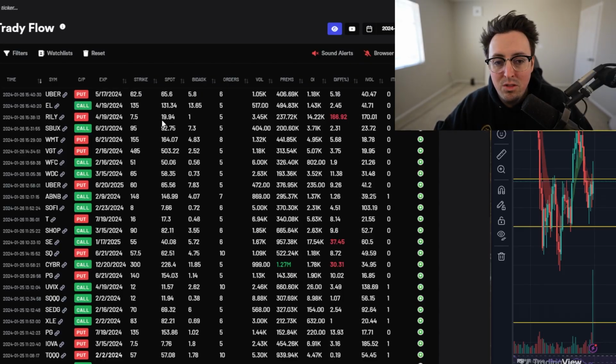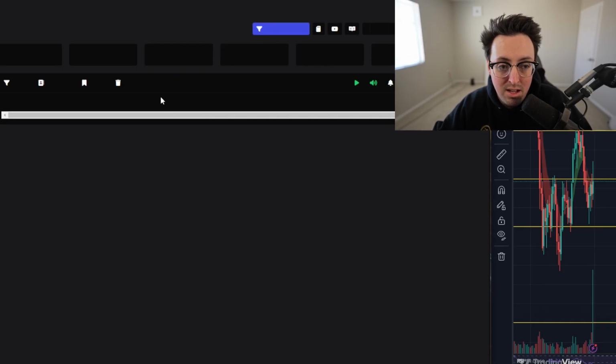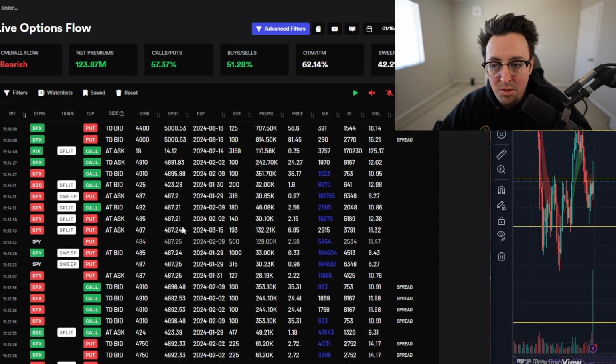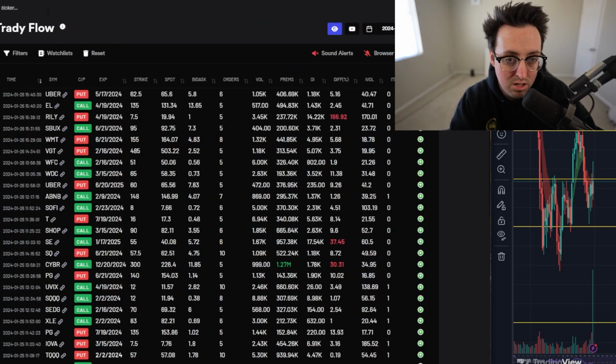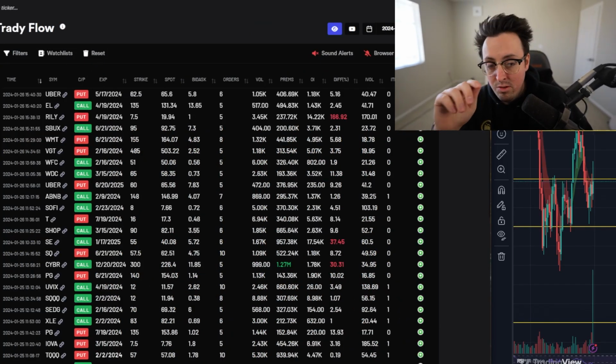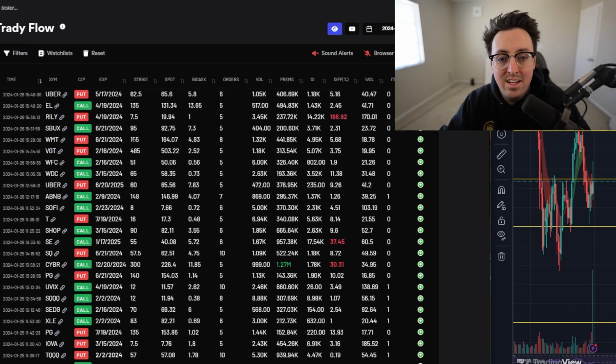Now, the whole idea with Tradyflow is there's something called live options flow, which is right here, where you see multiple orders come in at a time. Now, this is the basic aspect of what flow data is. You see large orders, and you can see the details of each and every one of those orders. But what's cool about Tradyflow is it screens all of that data and puts it into this tool called Tradyflow, which are multiple orders with repeat orders of the same contract from different people.